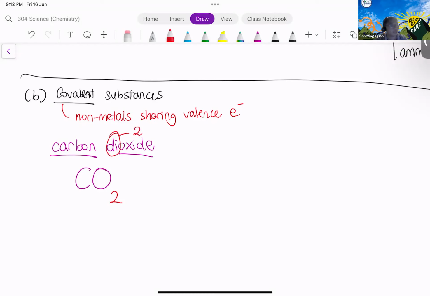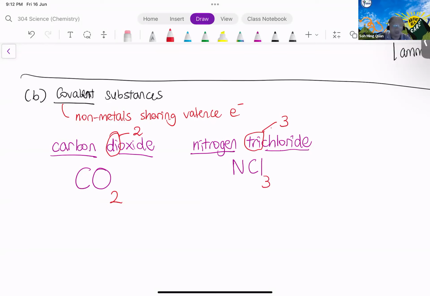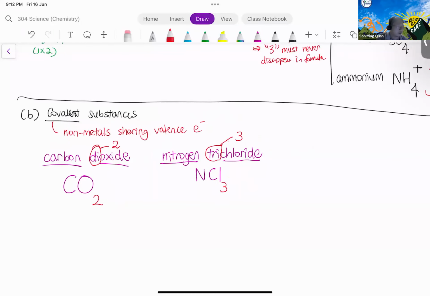Okay. Next one. Let's do something a little bit different. Nitrogen trichloride. Huh? What? Right? Well, simple. You know nitrogen, non-metal. Chlorine, also non-metal. So NCl. Look for the prefix. The prefix is tri. Tri means 3. Trichloride. So trichlorine. So NCl3. Okay?